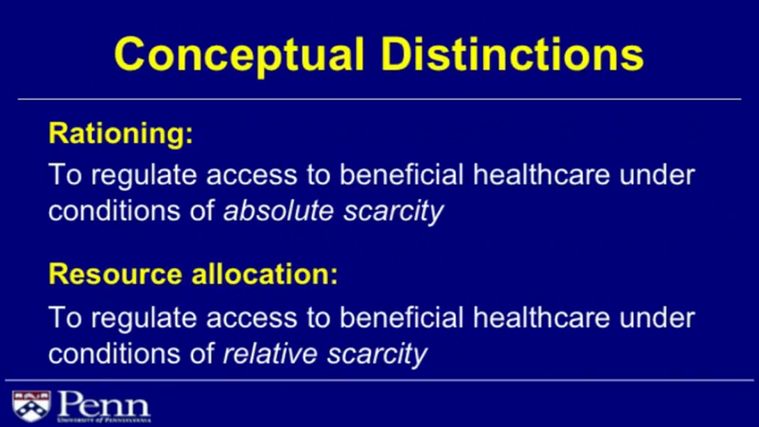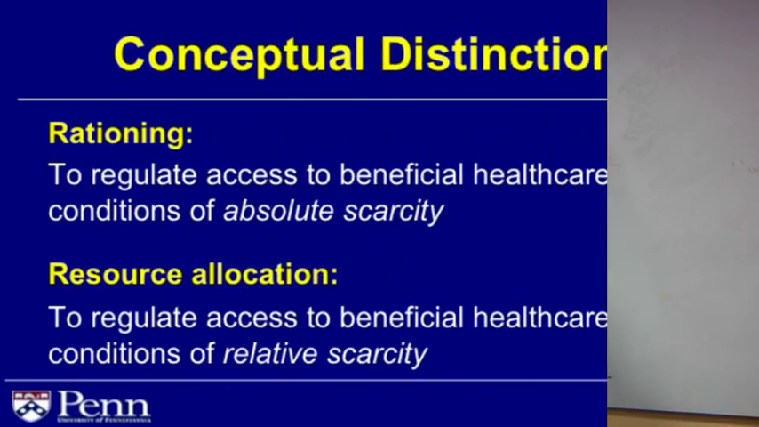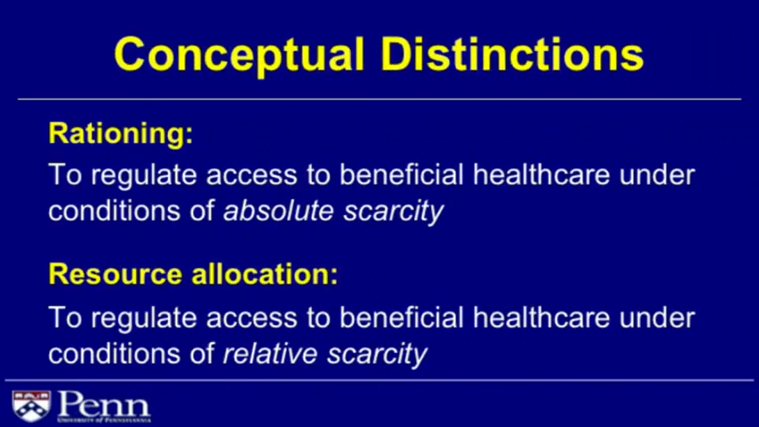So let's be quite clear. Rationing, in our definition, as we'll use it in this class, is to regulate access to beneficial health care under conditions of absolute scarcity. There is a limit, a finite amount of goods. Resource allocation, on the other hand, is to regulate access to beneficial health care under conditions of relative scarcity, where relative scarcity means that there's been a decision about how to use the money, but there's no underlying limit of the good, whether it's the medicine or the machines.